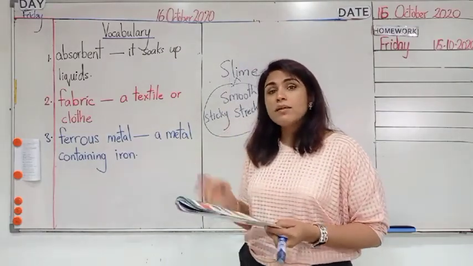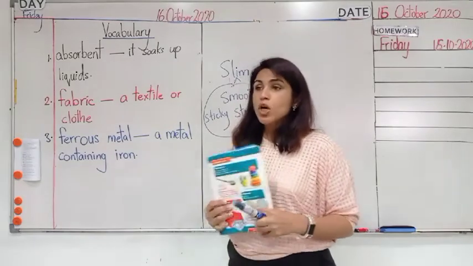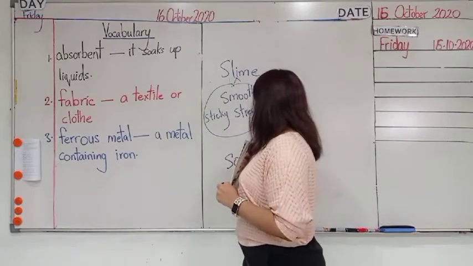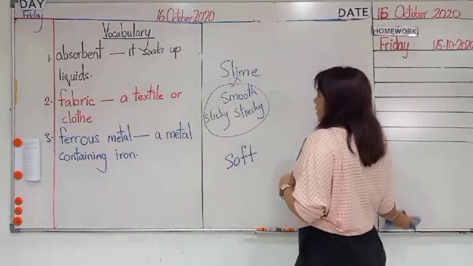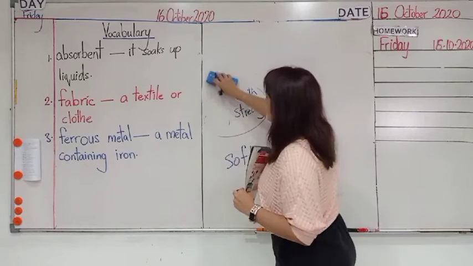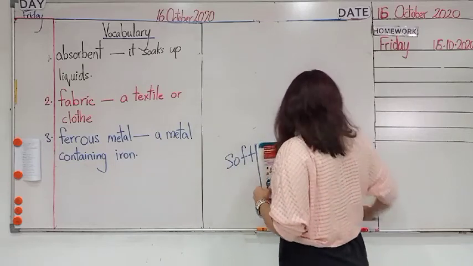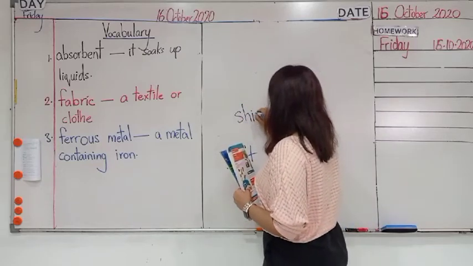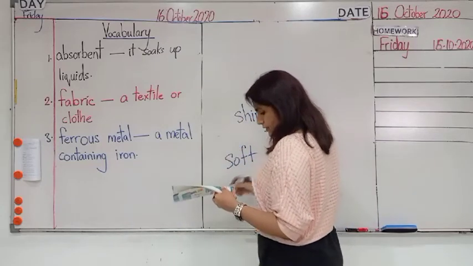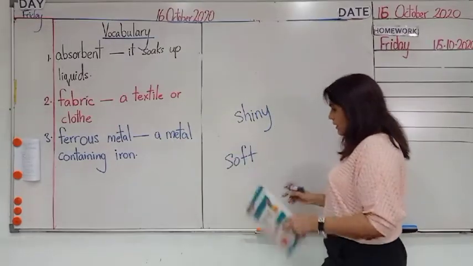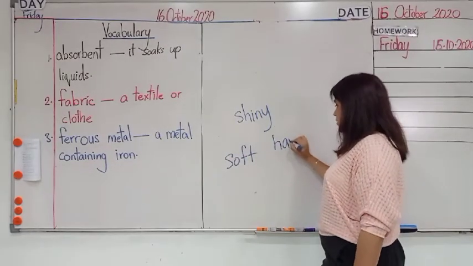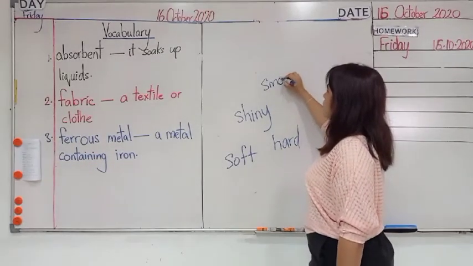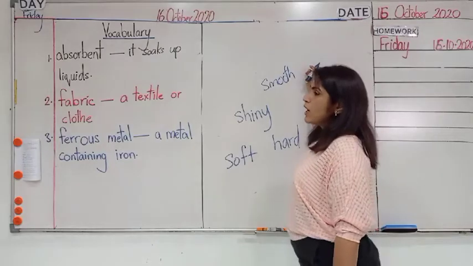How can we describe a metal? Which words can we use? To describe metals, we can use the word soft. We can use the word shiny. Like metal is shiny, gold is shiny. What else? Soft, shiny, hard. Glass is hard. Smooth. The surface of the glass is smooth.